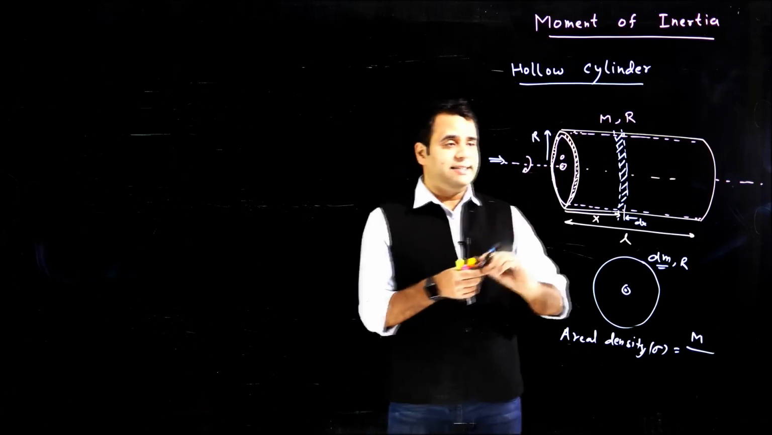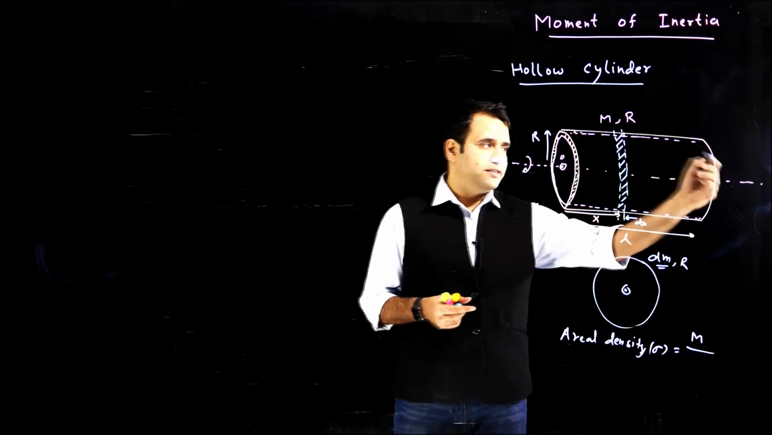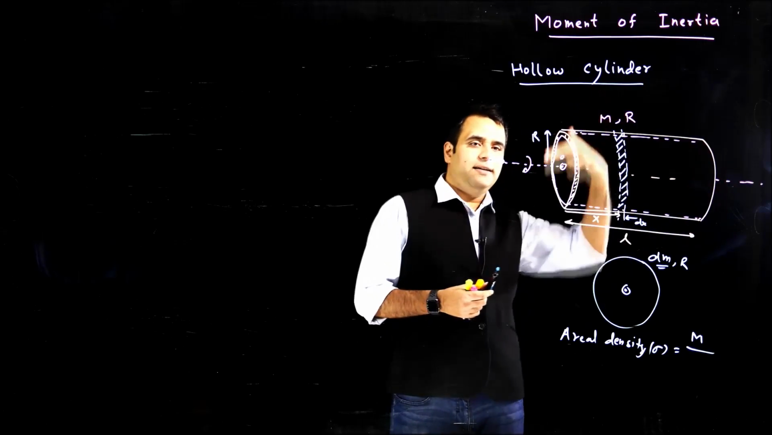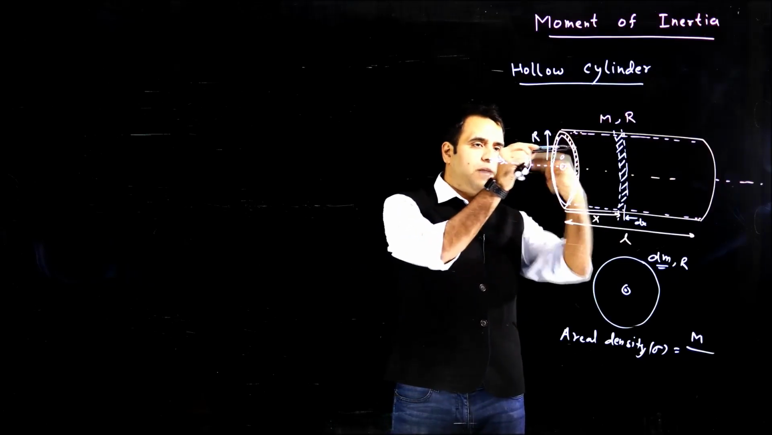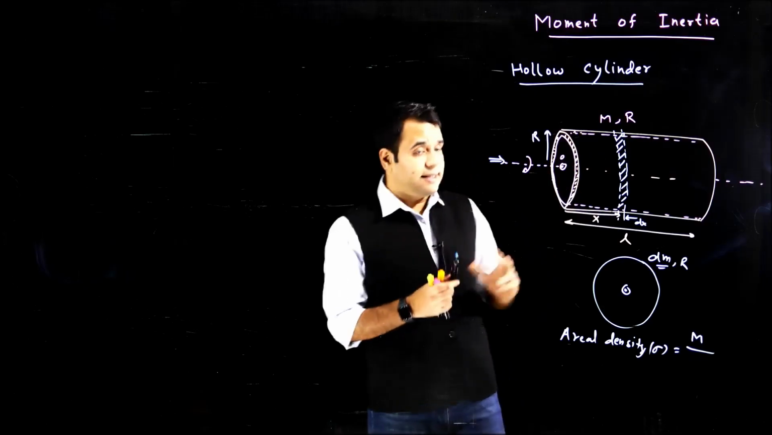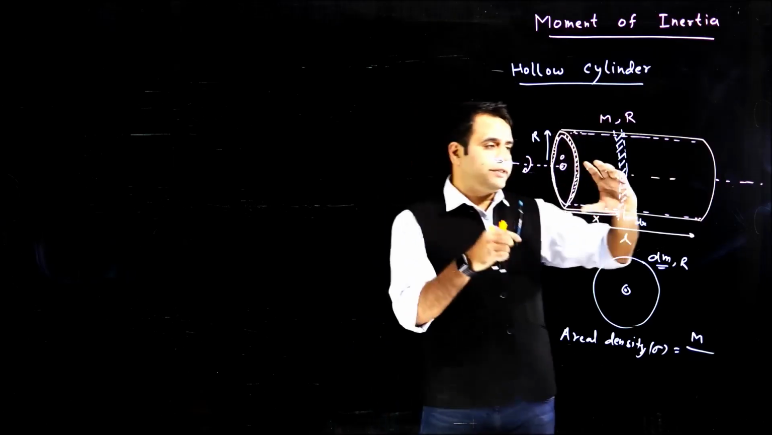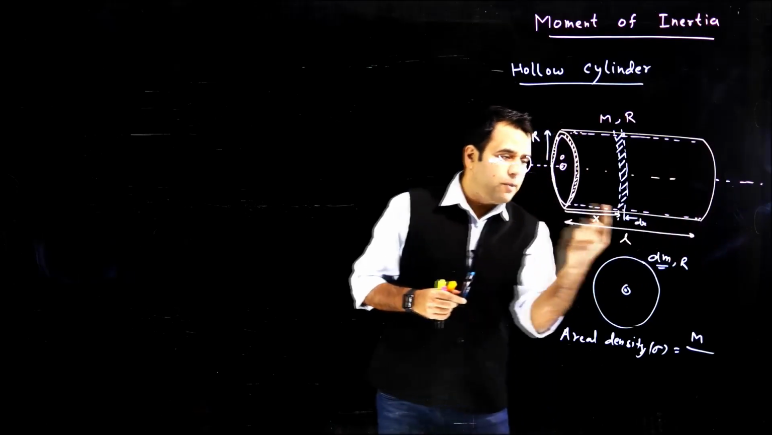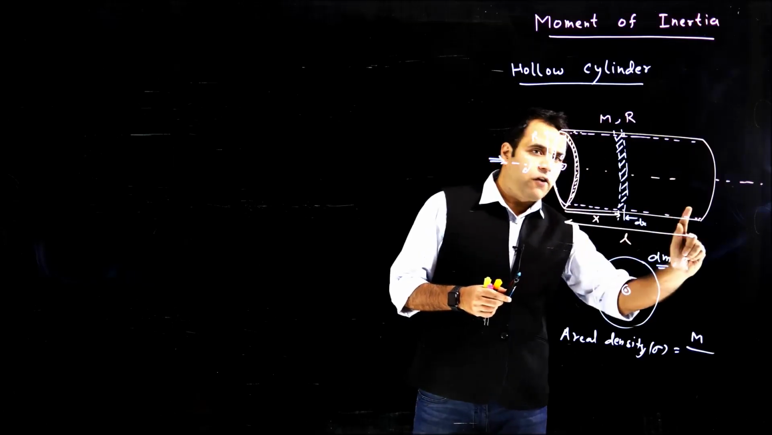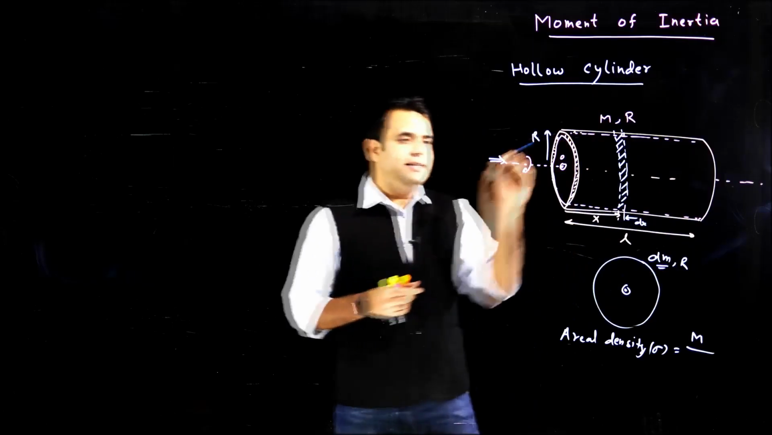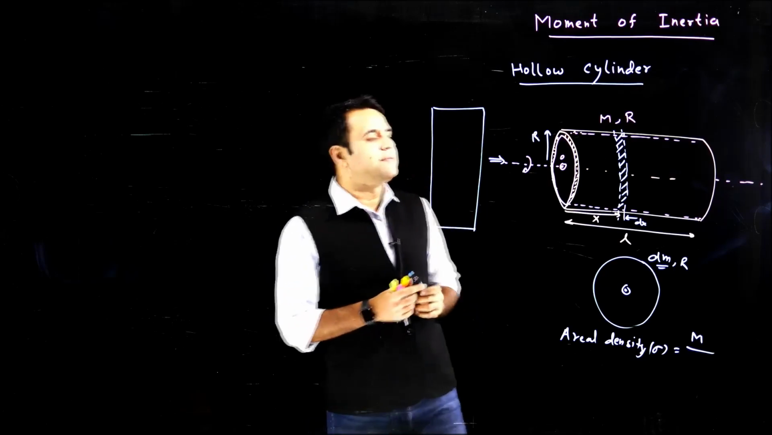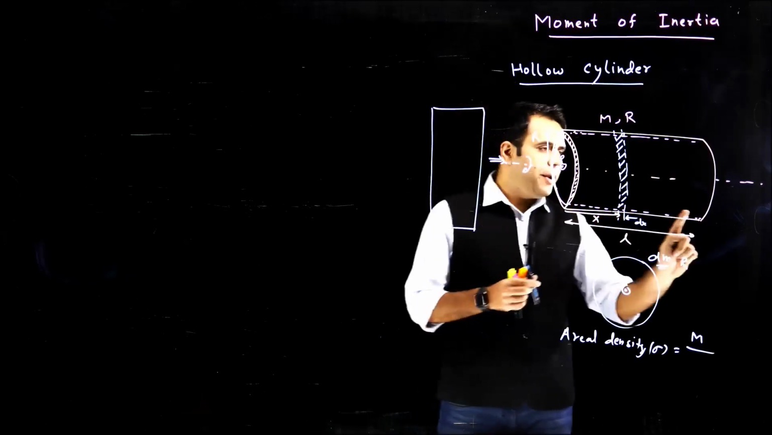There is no mass in this region, you see. This end is not closed, and this end is also not closed. So I'll be taking the area of the curved surface only. How do we calculate this area? If this is your hollow cylinder, and we cut it from here and open it, ultimately this hollow cylinder will open into a rectangle.